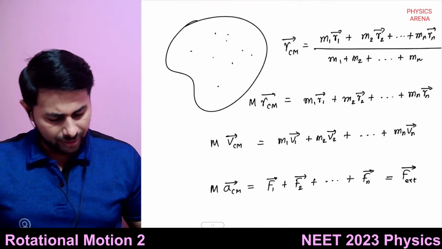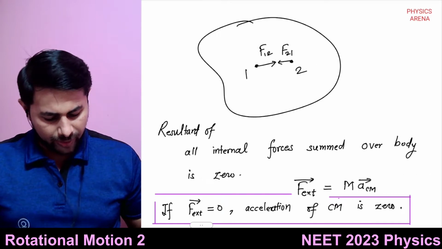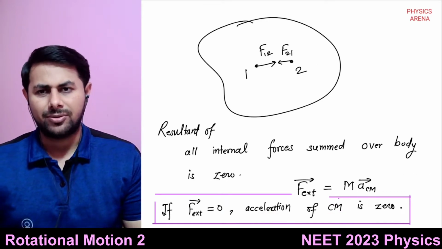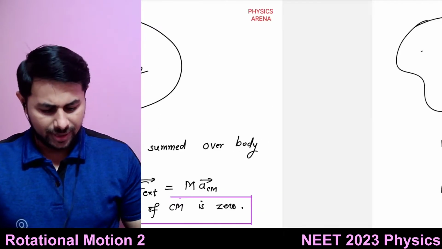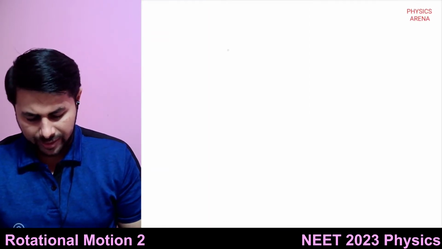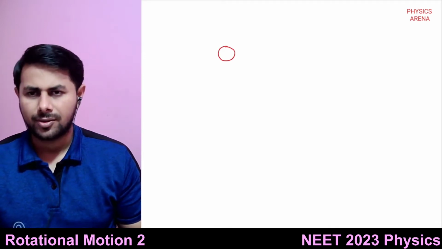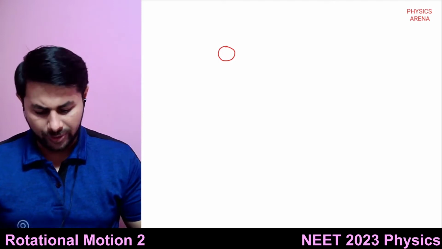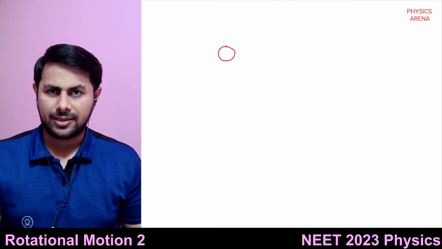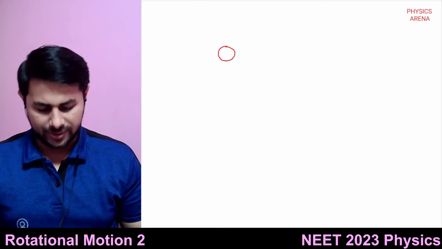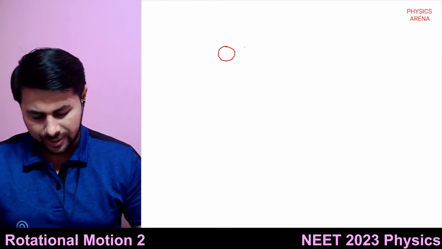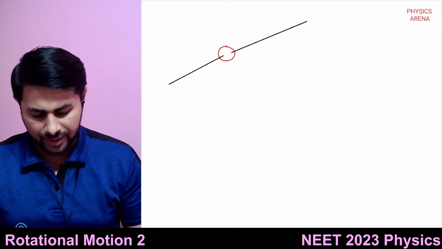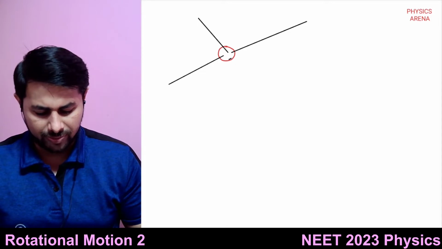If the external force is zero, what will happen to the acceleration of the center of mass? The acceleration of the center of mass will be equal to zero. Let's suppose we have a bomb, and it explodes into several pieces. Initially it is at rest, and it explodes into several pieces. One piece goes in this direction, one piece moves in some other direction, one piece moves in this direction, and one piece moves in this direction.